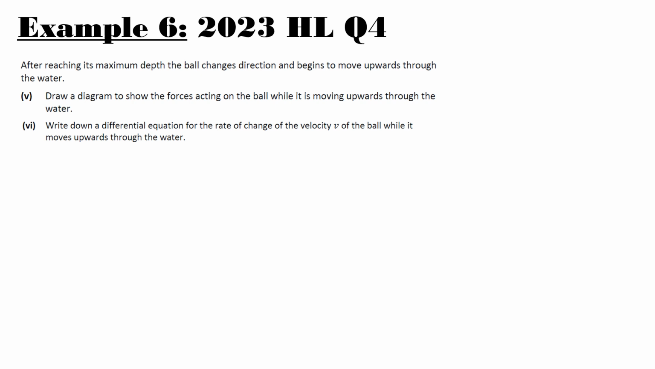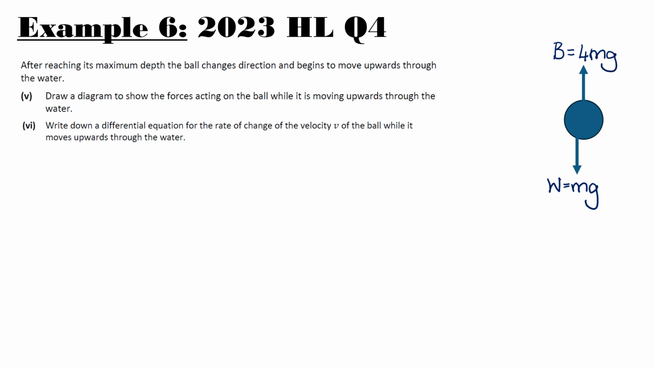So we're told that after reaching its maximum depth, the ball changes direction and begins to move upwards through the water. Draw a diagram to show the forces acting on the ball while it's moving upwards through the water. So here's our ball, and again, it doesn't matter what way it's moving, weight will always work in a downward direction. So weight is mass times gravity. Then we have an upward buoyant force, which they had already told us was always upwards. That's at the very start of the question, which is 4 times the magnitude of weight. So that doesn't change. That's 4 mg.